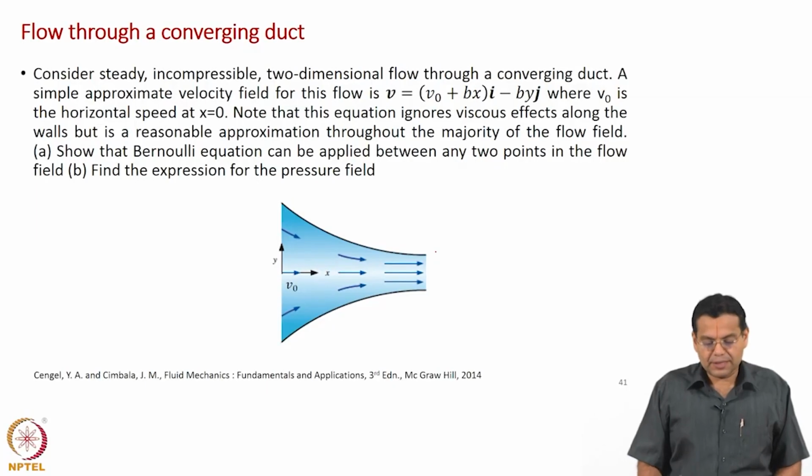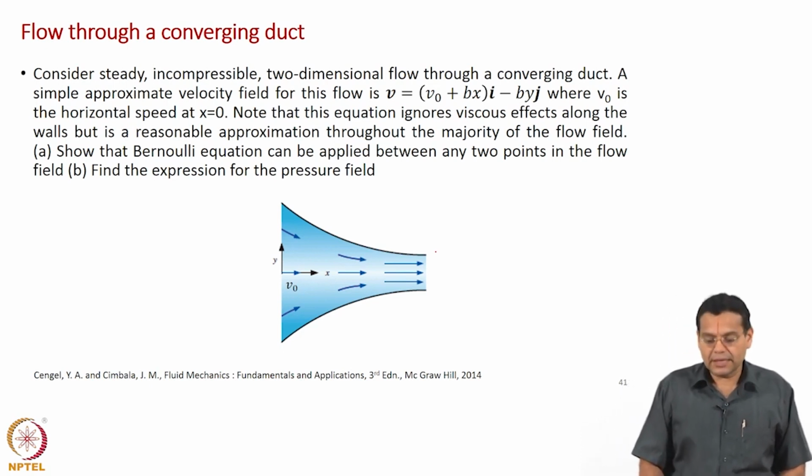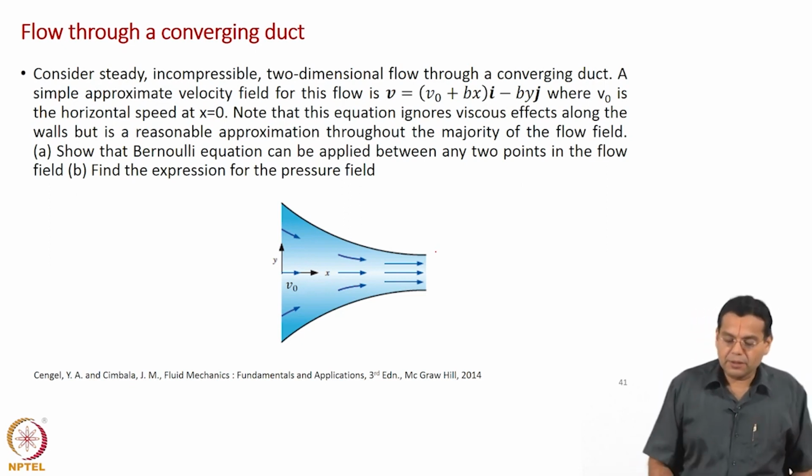Let us take an example to illustrate the Bernoulli's equation under irrotational flow condition. So, this is a flow through a converging duct. Let us read the example. Consider steady incompressible two dimensional flow.